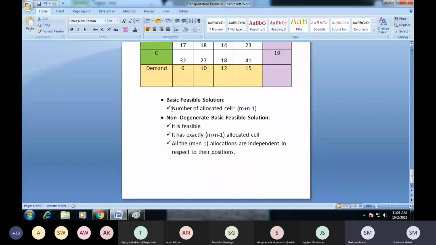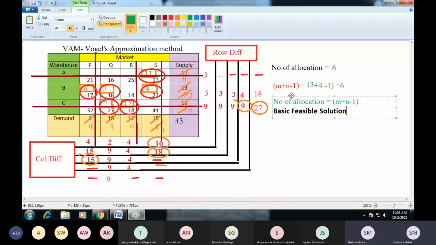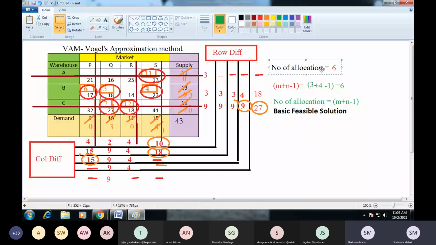Okay, so everyone got what is the basic feasible solution? Yes, ma'am. Okay. Now again a twist is there. Now you find out that this is a basic feasible solution. What did you get first? Our solution is a basic feasible solution.